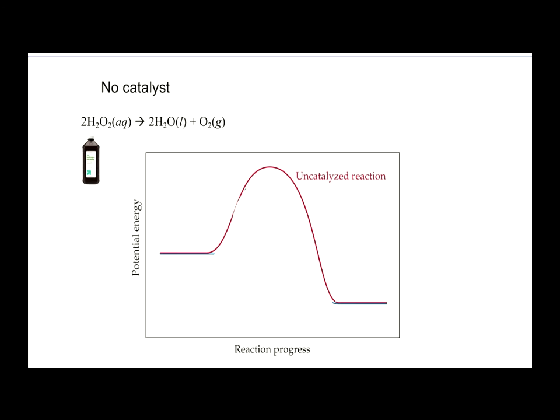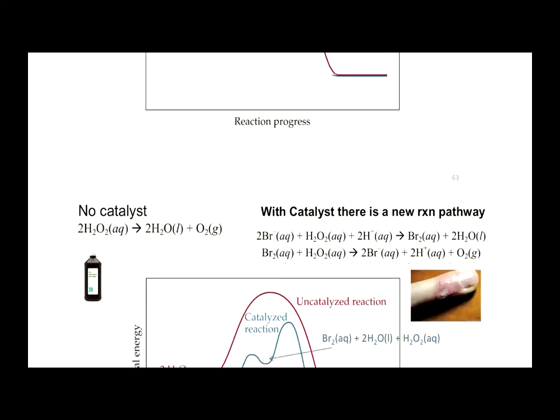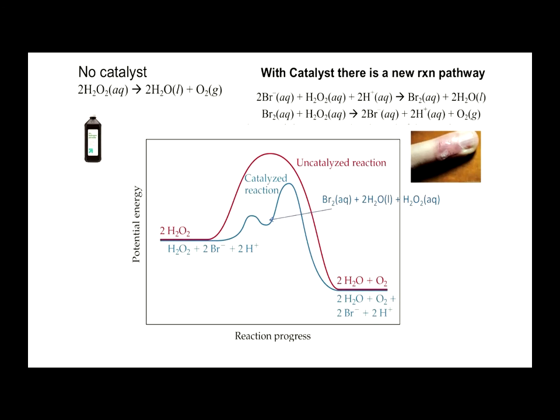So here's the uncatalyzed reaction. This substance, when we think about it, that's a big hill to get over. It's hard for that reaction to get over the hill, so the reaction stays mainly on the reactant side, and we don't see O2 produced. So what happens when we do introduce a catalyst?